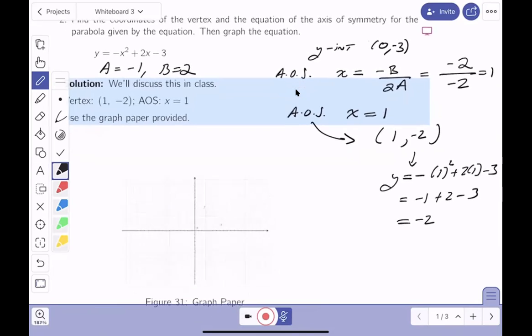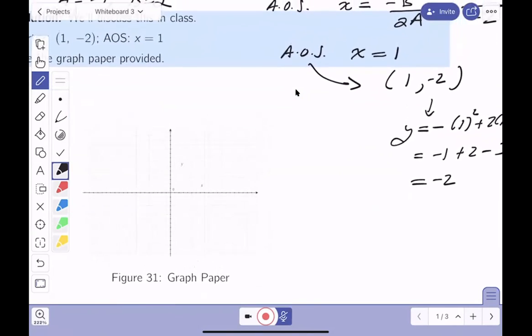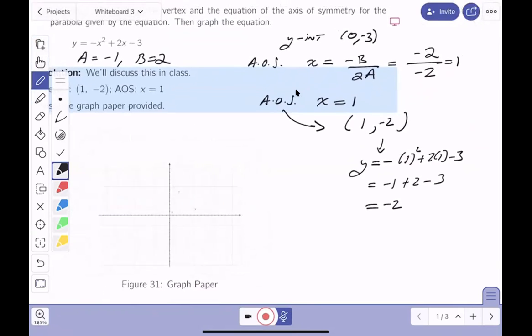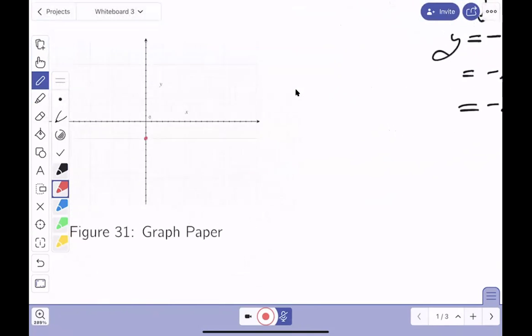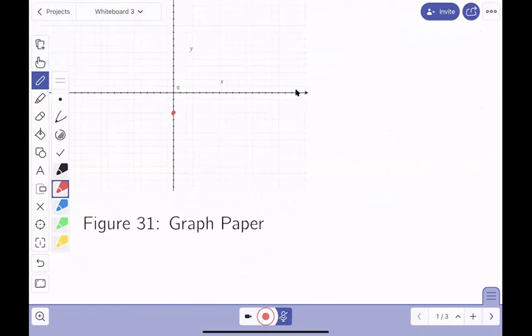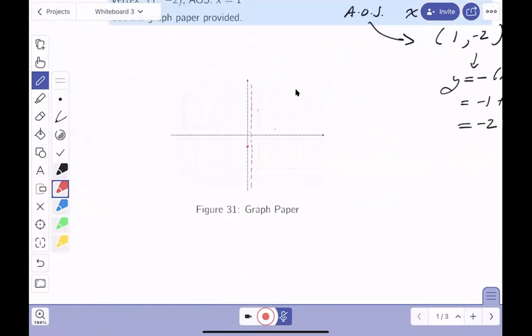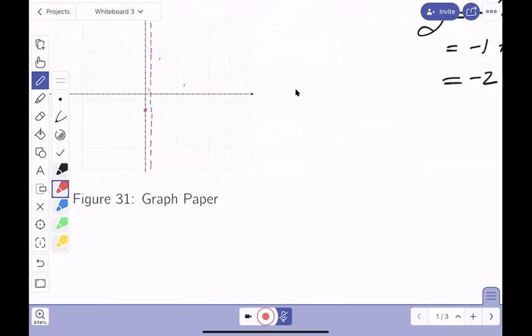I'm going to graph it, right? We'll get to that later. So what do I know? I know the y-intercept is (0, minus 3). What else do I know? Axis of symmetry is x equals 1. Let me put that down for you. We'll go to the key later, okay? What else do I know? I know the vertex is at (1, minus 2).